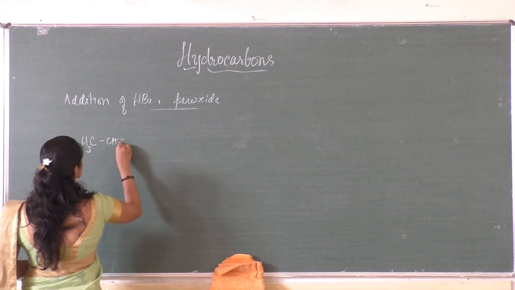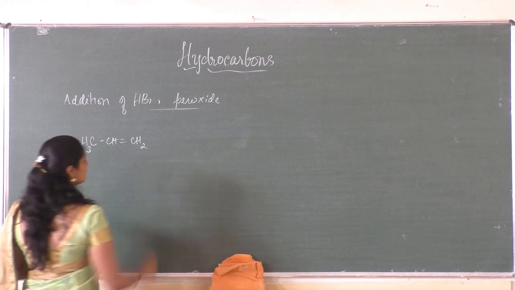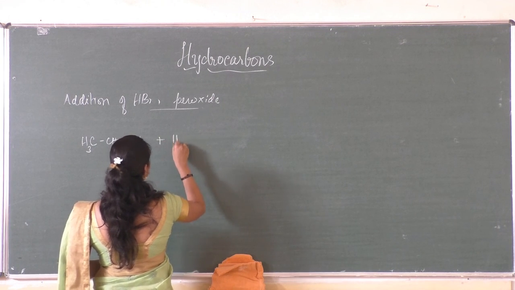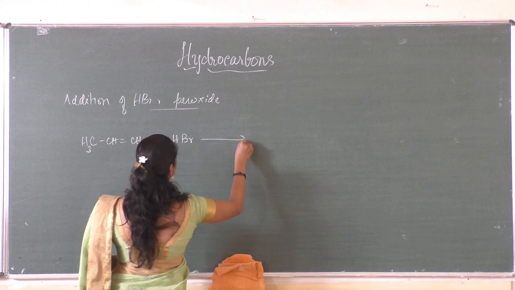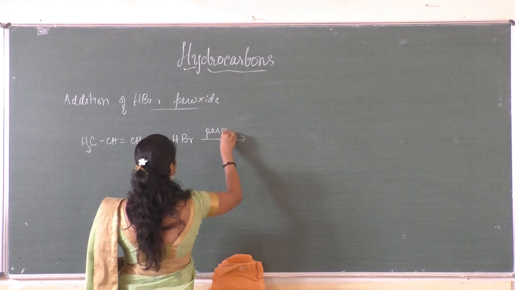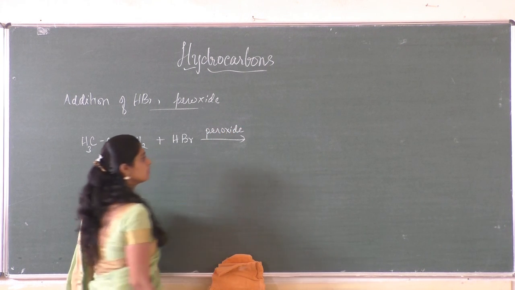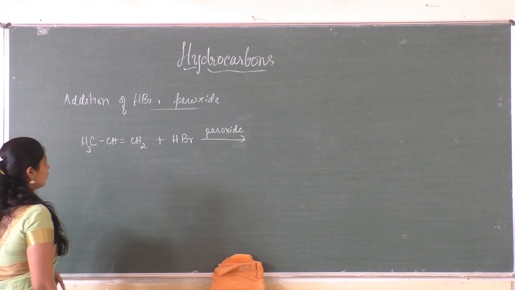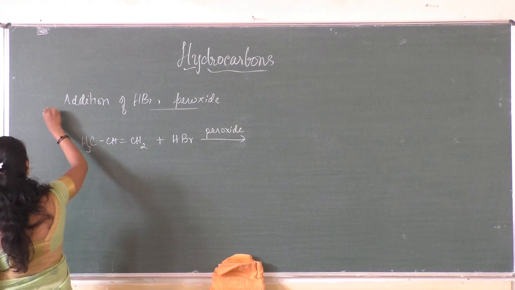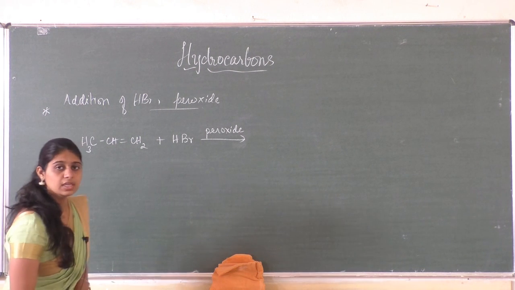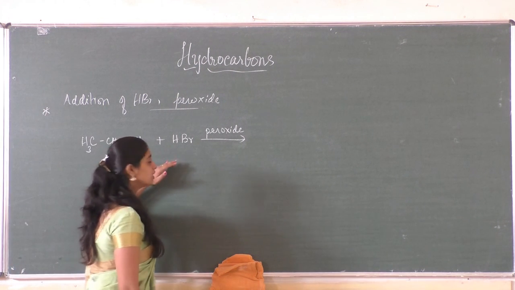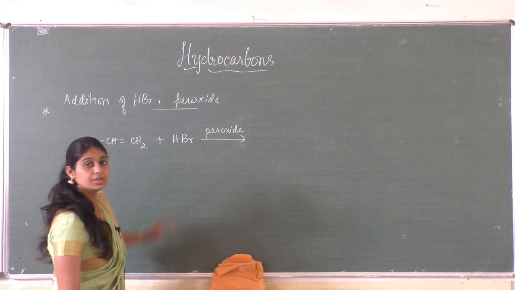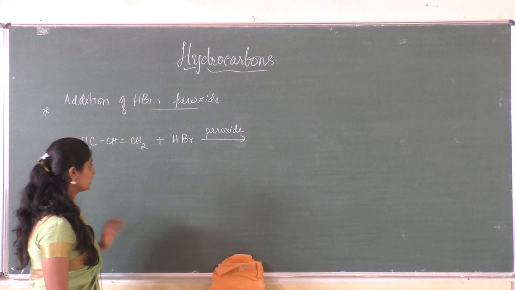So when HBr is added to an unsymmetrical alkene in the presence of peroxide, either you can use hydrogen peroxide or you can use benzoyl peroxide. This is a special case where the reaction does not continue according to Markovnikov's rule.